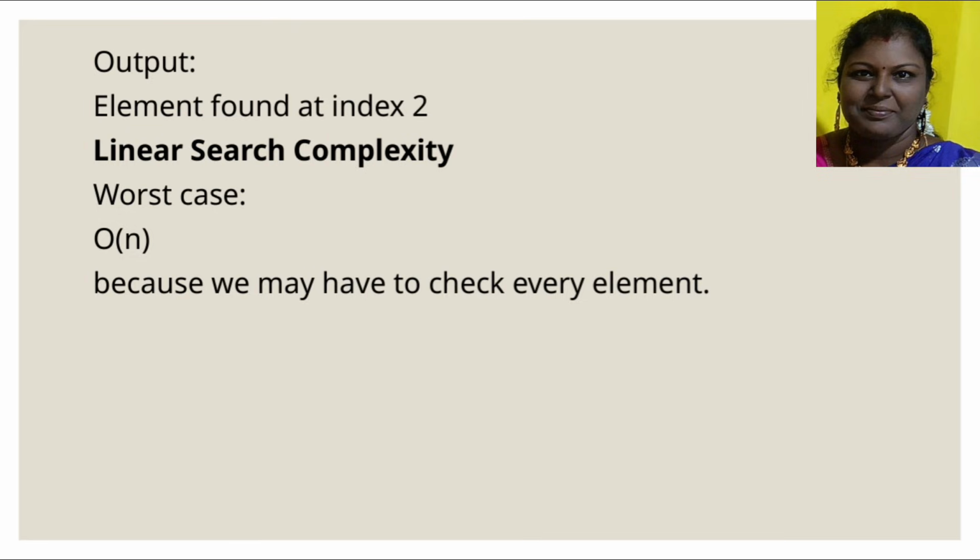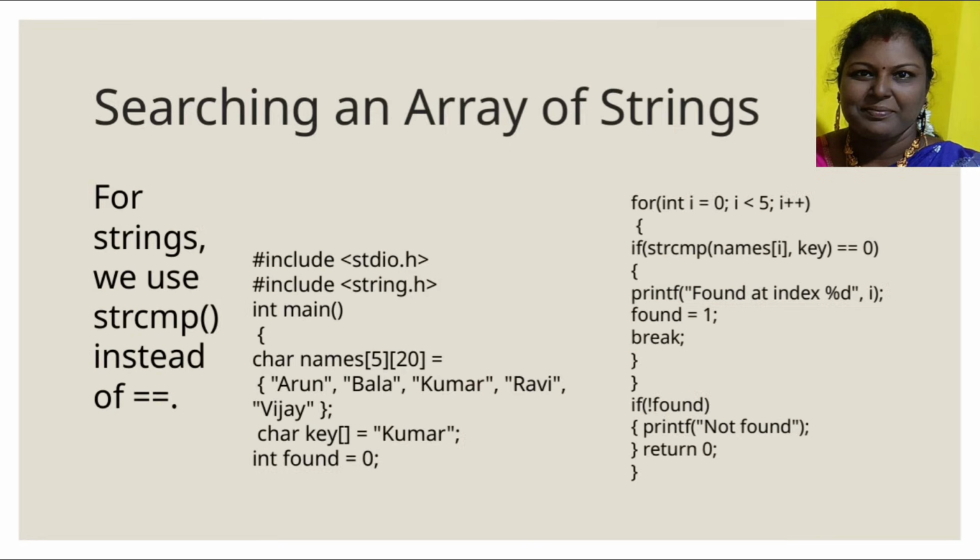Here, we're looking at a simple program that searches through an array of strings. Notice how it uses strcmp to compare each name with the key, because with strings, the usual equals sign won't work. The loop checks each element, and if it finds a match, it prints the index and stops searching. If no match is found, it lets us know. This is a straightforward way to find a string in a list.